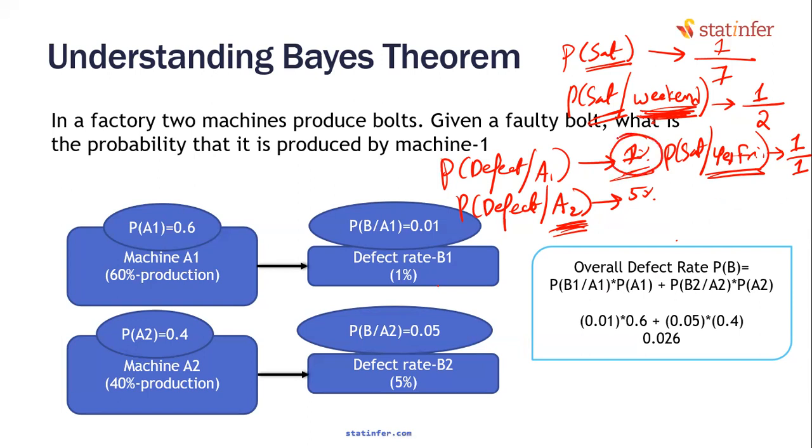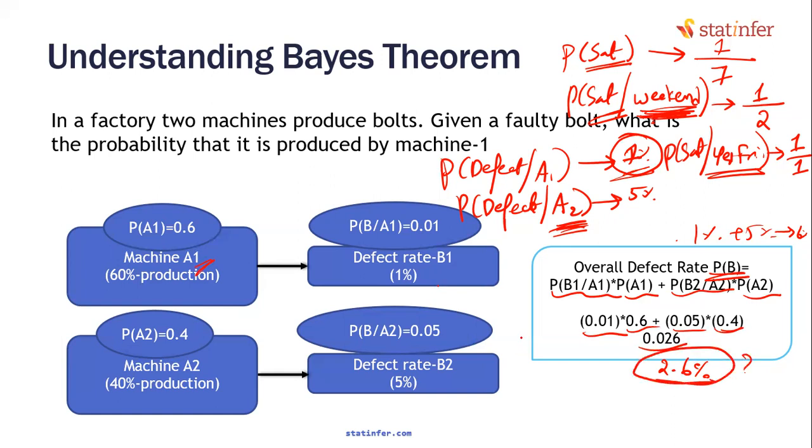What weightage will you give to this 1%? How much weightage will you give? 60%, isn't it? Look at this. A1 defect rate into A1 production, 1% into 60%. A2 defect rate into A2 production. Overall defect rate is not 1 plus 5, 6%. Overall defect rate is 2.6%. Do you think this formula is correct? Think about it. Overall defect rate is A1 defect into A1 production plus A2 defect into A2 production. 1% into 0.6, 5% into 0.4, gives 0.026, which is 2.6%.